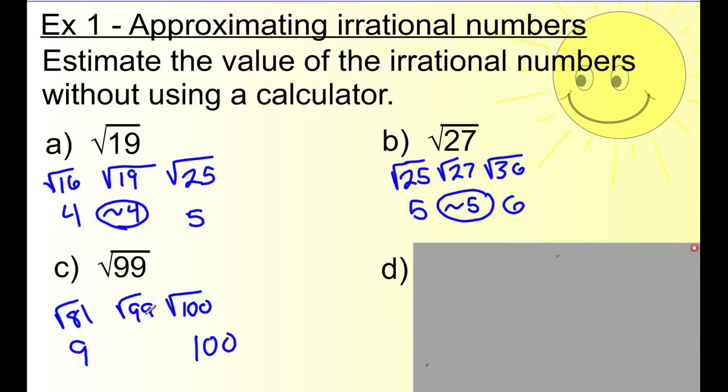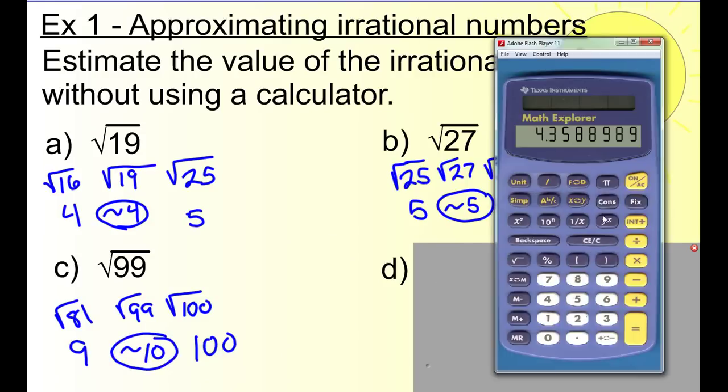So I'm going to say this square root of 99 is about 10. It's probably like 9.9 something. 99 square root, 9.949. That's really darn close.